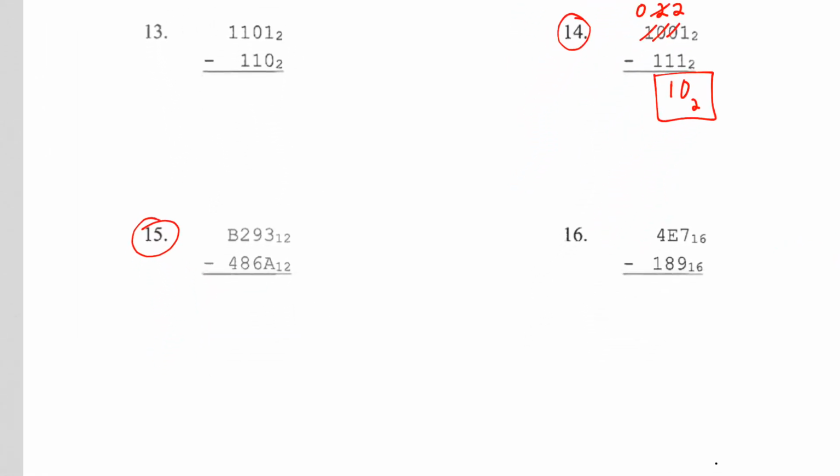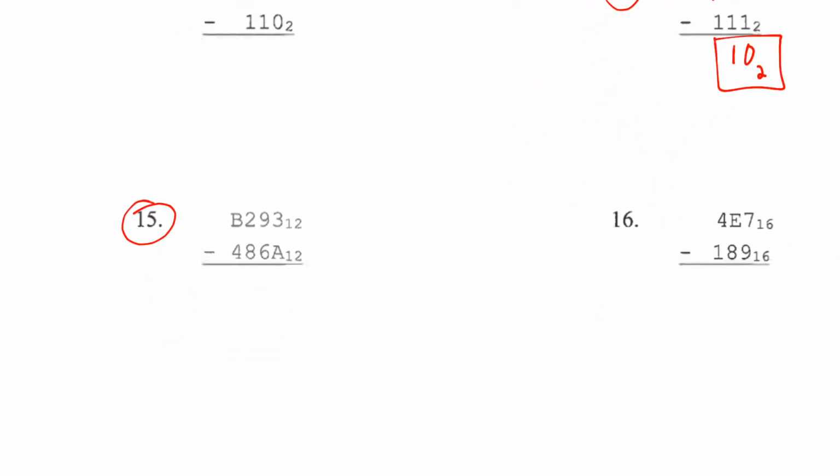Number 15 is base 12. Remember that A equals 10, B equals 11. So 3 minus 10, that's not enough, so we need help from this 9. We're going to take one group of 12 from there, make it 8, and add 12 to this 3 to make it 15. So we're doing 15 minus A, which is 15 minus 10, which is 5.